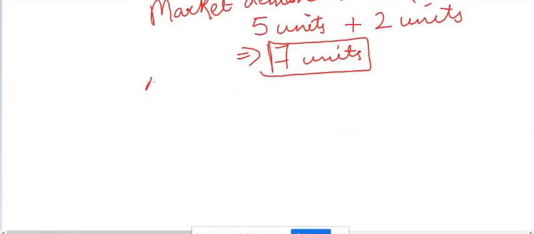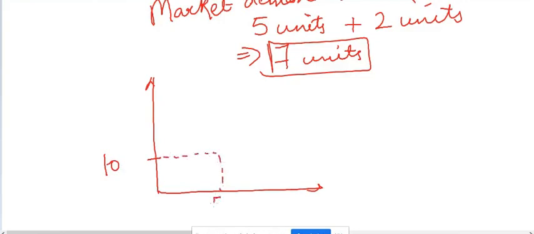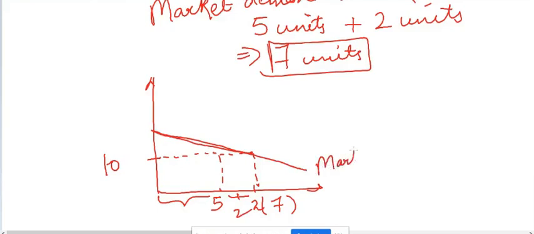Whenever you would find the market demand, you would just club the demand of all individuals at a given price, and you would say that if at 10 rupees this is what is demanded by individual A, this is what is demanded by individual B, then this is what is demanded by the market as a whole. So at price 10, market demand is 5 units consumed by A, additional 2 units consumed by B. So here I have 7, this gap is 2. So at 10, 7 is the market demand. This becomes my market demand curve.